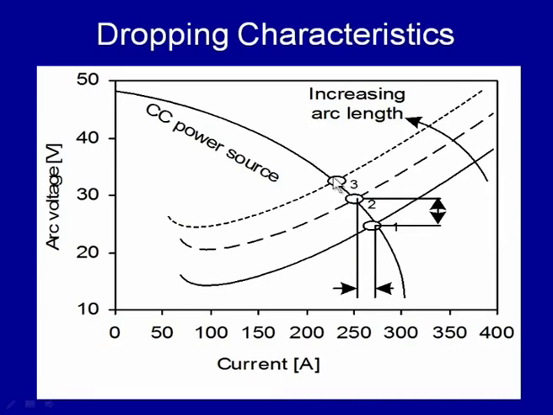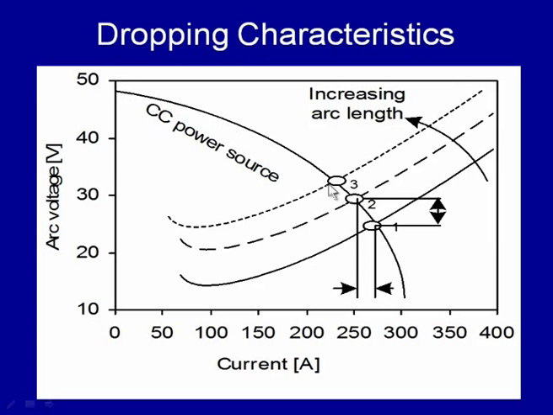Similarly, there can be a further increase in the arc length, which will shift the operating point from 2 to 3, and this 2 to 3 shift will also increase the arc voltage without decreasing the welding current significantly. So, this is the advantage of the constant current type of power source.